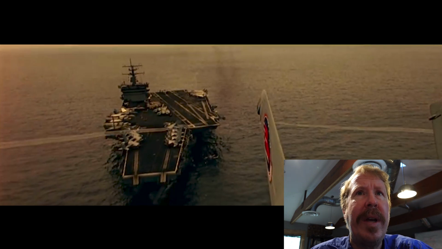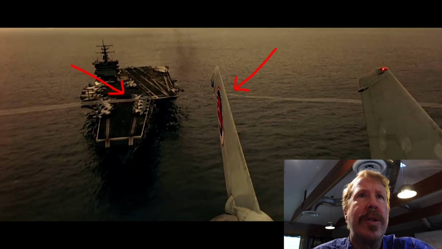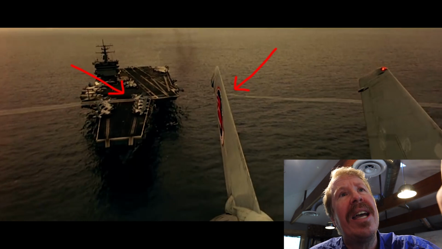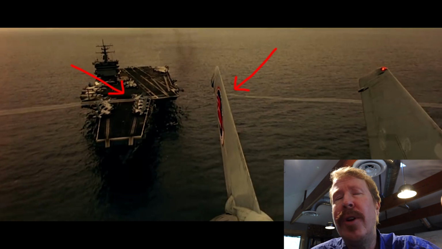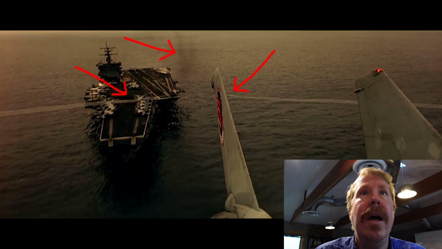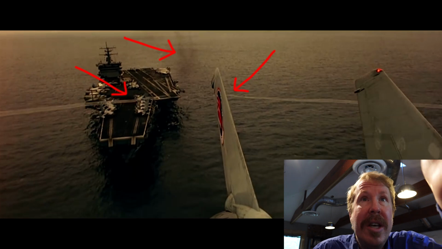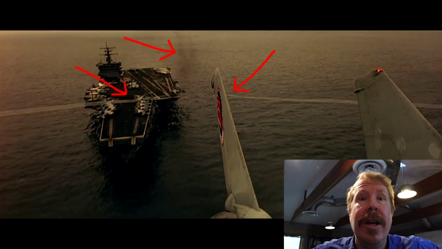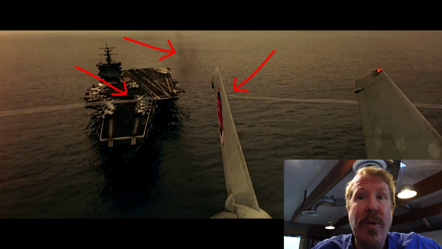Look at this screenshot from the movie. Look at the contrails. The contrails are coming from the side. Those contrails didn't even originate at the carrier. And look at the exhaust. The exhaust is clearly off to the side of the carrier. That's no cat shot. That's a low approach.